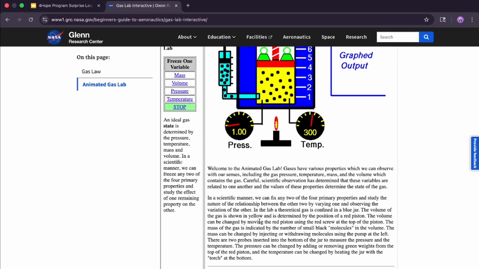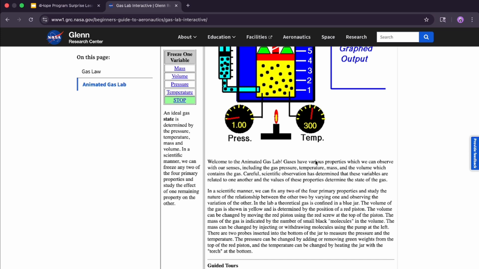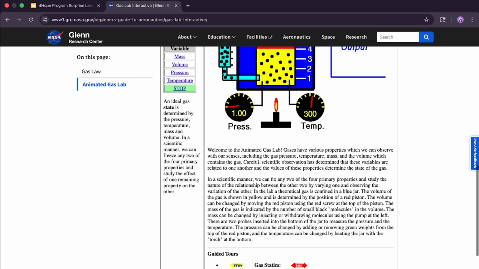So this is an animated gas lab. Gas is essentially related to air pressure, so that's why I wanted to do a sort of lab for you guys in this demo. Welcome to this lab. We know that gases have certain properties. Scientific observation has determined that these variables are related to one another, and the value of these properties determines the state of gas.